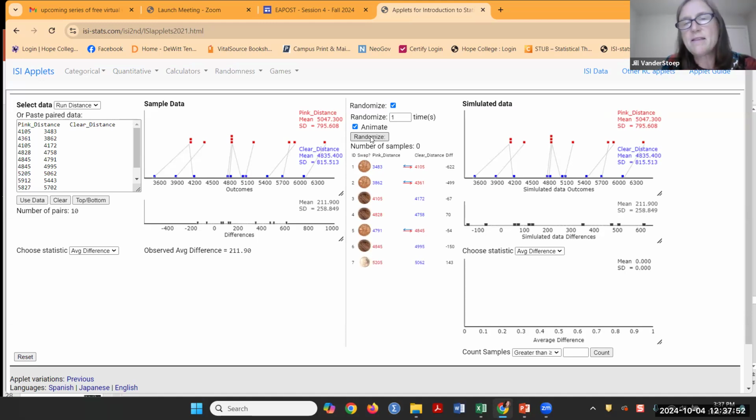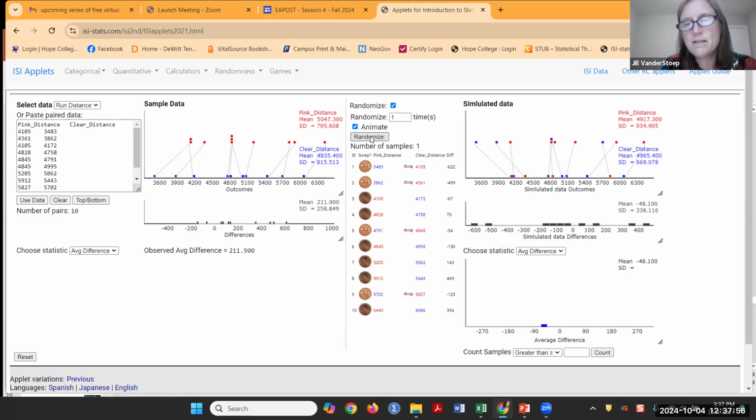When it comes up heads, they're swapping the pink distance with the clear distance, and we get our simulated x-bar D right here of negative 48.1. And that's one simulated statistic, one simulated average of the difference scores.